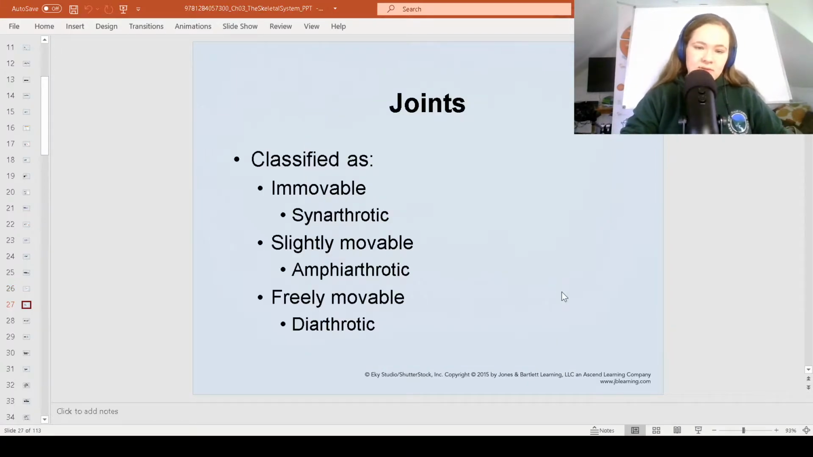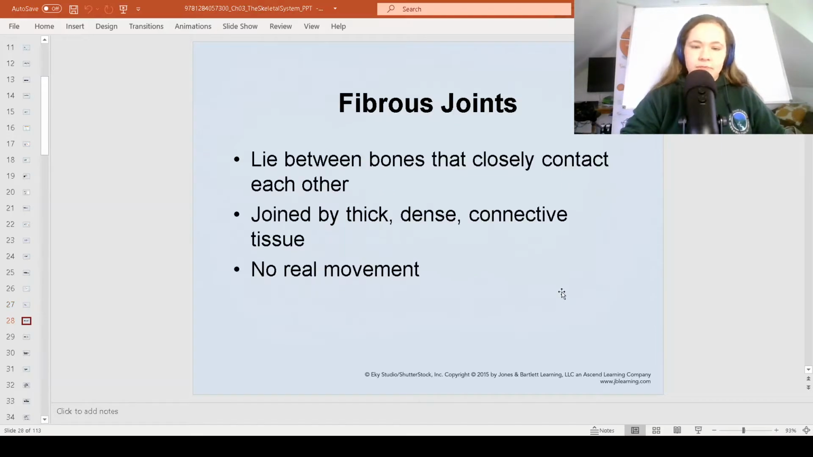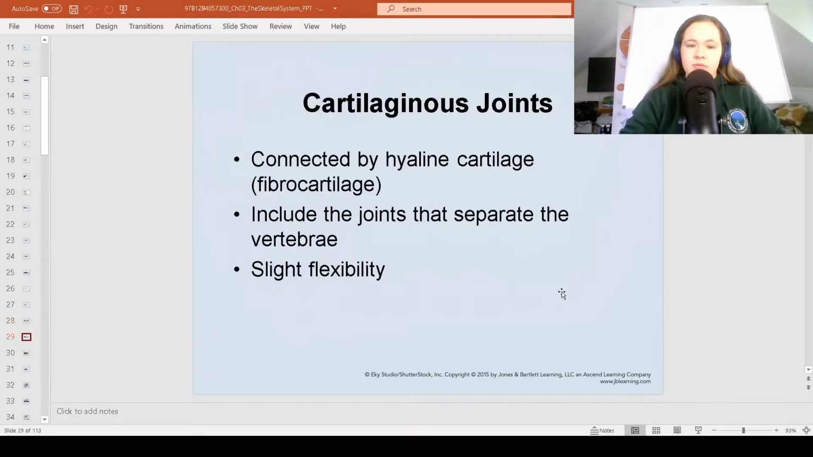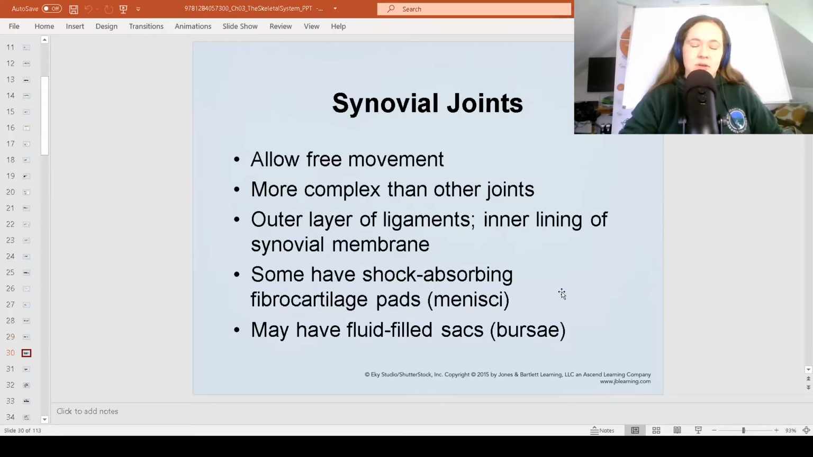So joints are classified as immovable, synarthrotic; slightly movable, amphiarthrotic; and freely movable, diarthrotic. Fibrous joints lie between bones that are in close contact with each other, joined by thick, dense connective tissue, and they have no real movement. Cartilaginous joints are connected by hyaline cartilage or fibrocartilage. They include the joints that separate the vertebrae, and they have slight flexibility.